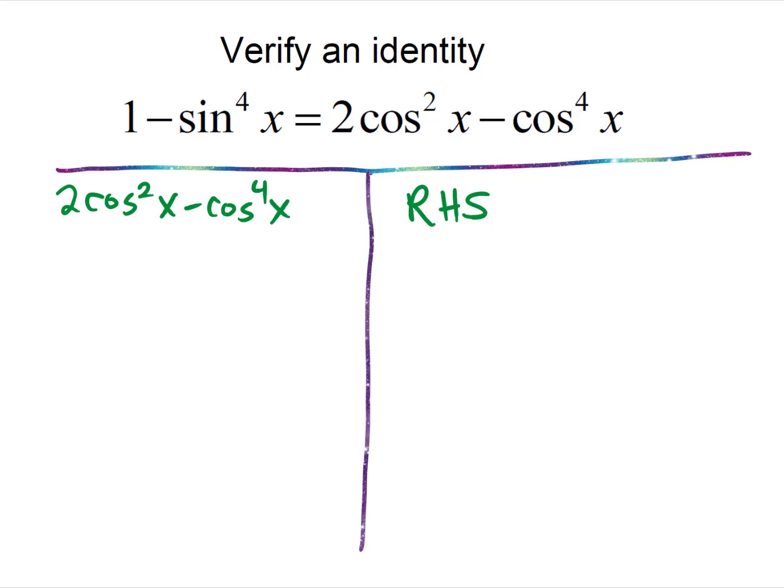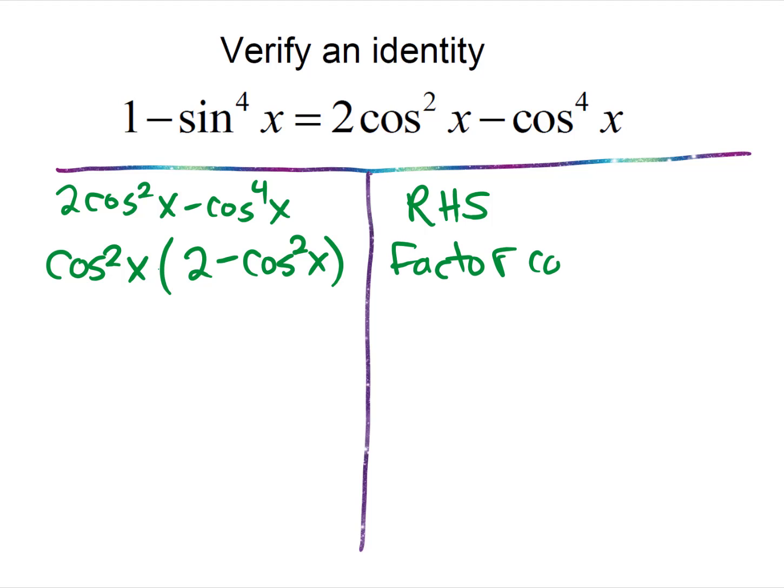Now I'm going to factor out the common factor. There's a cosine squared x, and if I factor that out, that'll leave me 2 minus cosine squared x. So that was factor common factor.